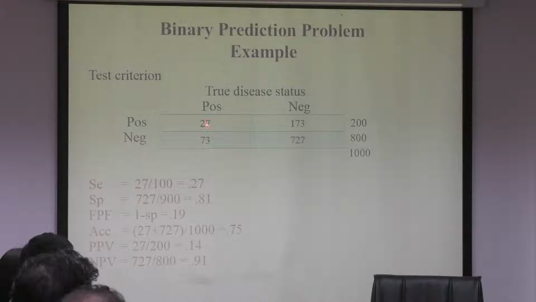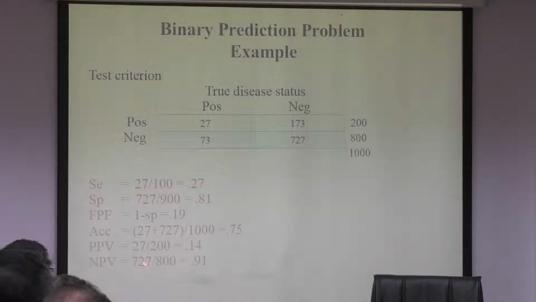Accuracy, what do you add up? 27 plus 727 over true positives, true negatives, divided by the total, it's 75%. But where is this 75% coming from? Here or there? I don't know, right? Positive predictive value is the true positives over 200, which is the total positively tested patients. The NPV is the 727 divided by the negatively tested patients, and it's 0.91, right?